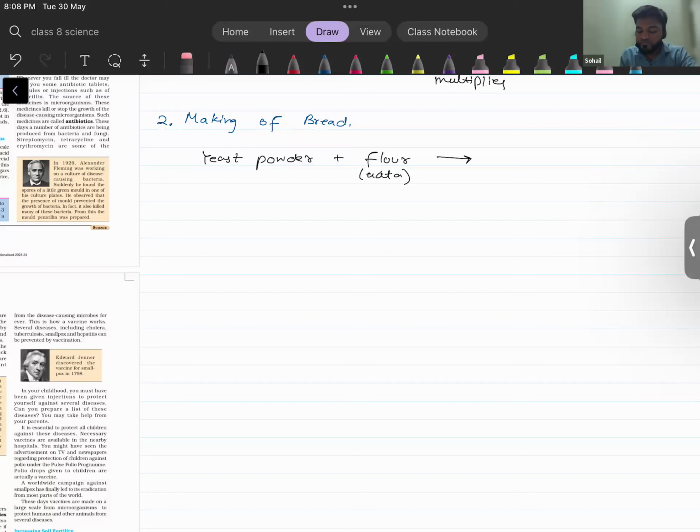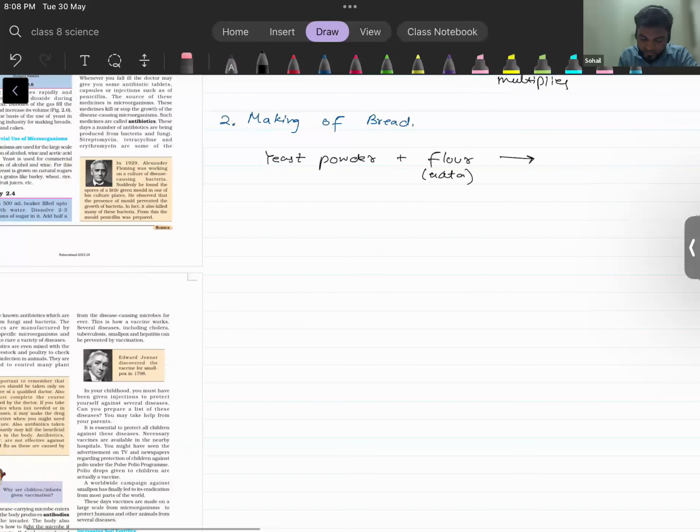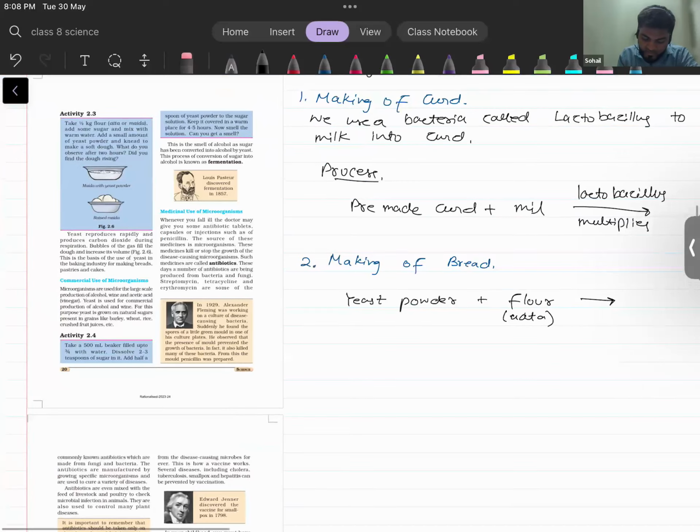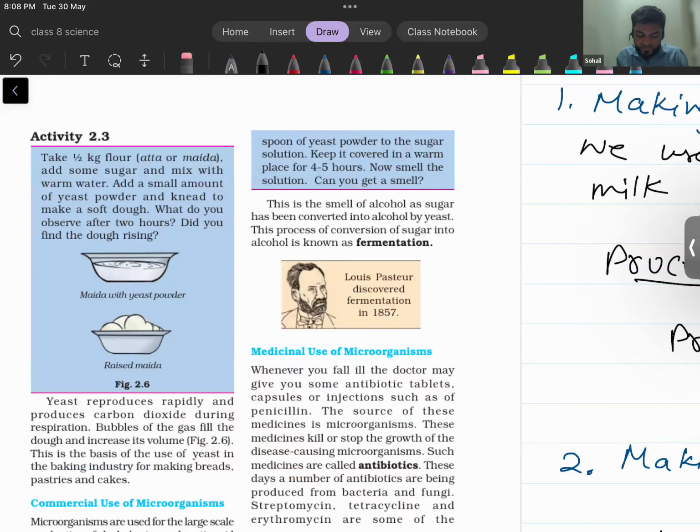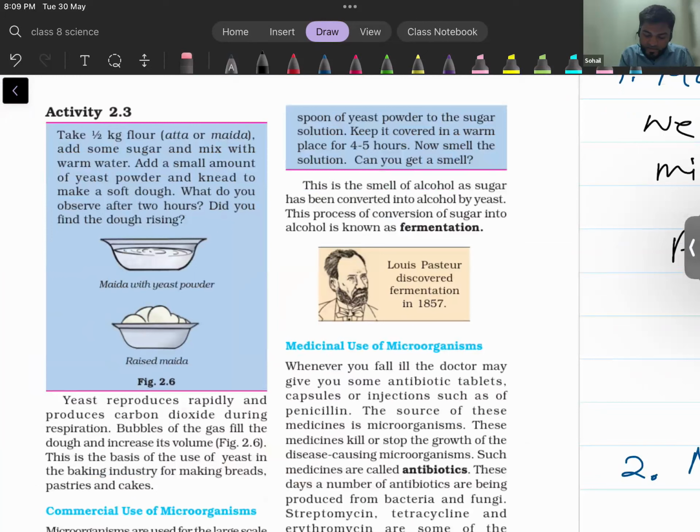Let me explain why. You must have an activity here. That's why I've taken the activity book here. Read Activity 2.3, then you will get to know the utility of yeast powder. Take half a kilogram of flour, atta or maida. Add some sugar and mix it with warm water. Add a small amount of yeast powder and knead to make a soft dough.